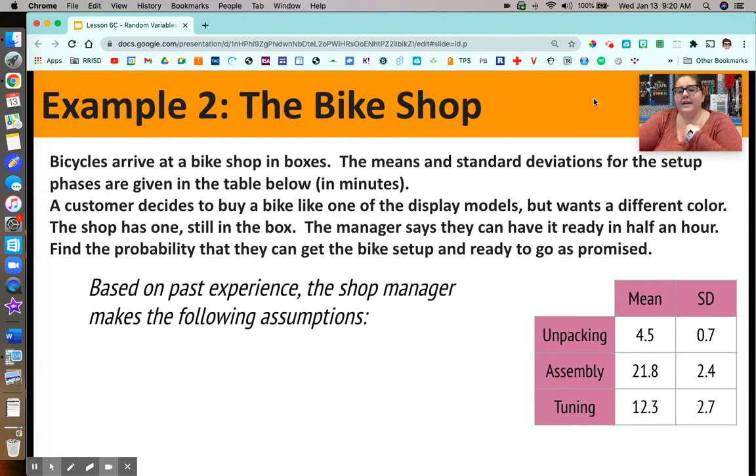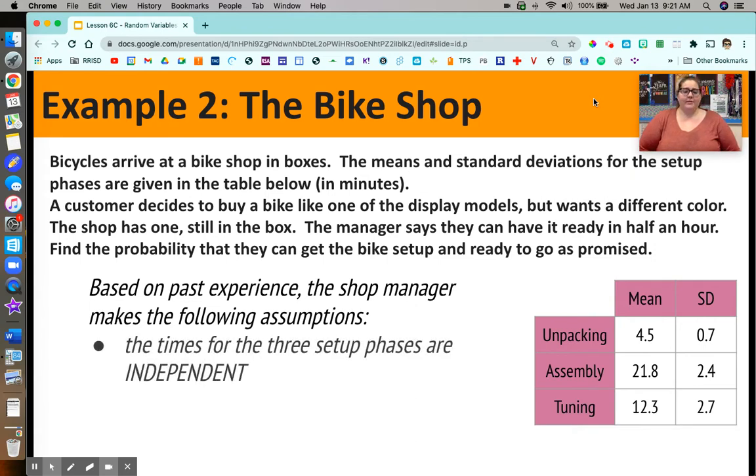There are two things that we are told in addition to this. Based on past experience, the shop manager makes the following assumptions: that the times for the 3 setup phases are independent. That's important because if we're going to do any kind of combining and need the standard deviation, which we will need in order to find this probability, we need to know that the 3 phases are independent. So maybe they're being done by 3 different teams or crews or whatever.